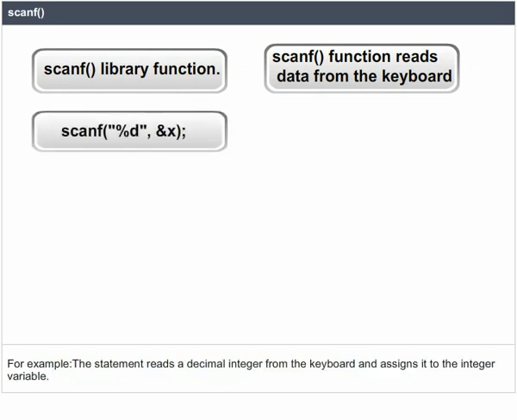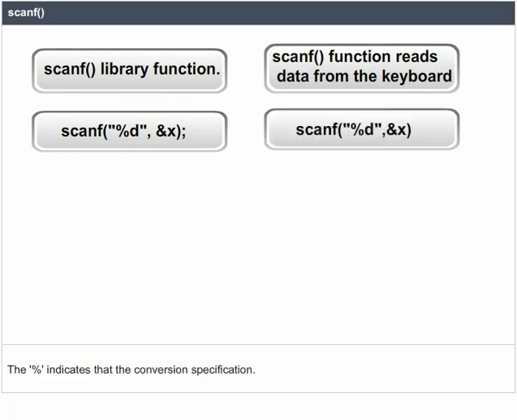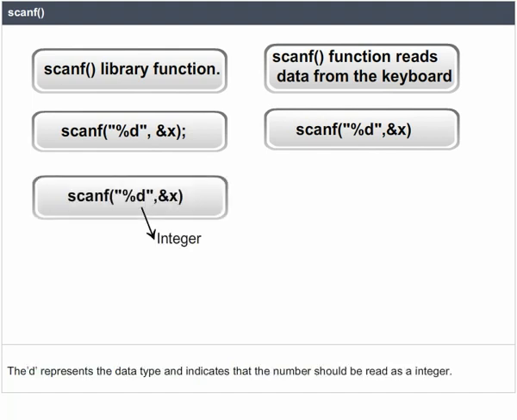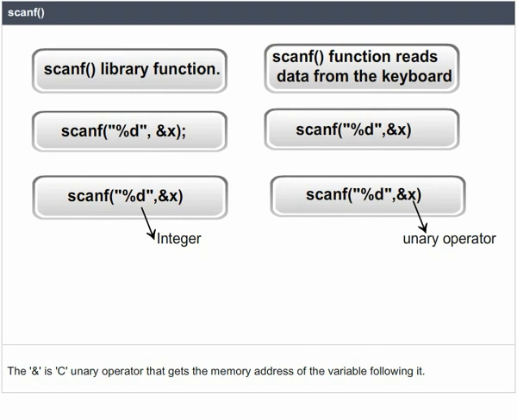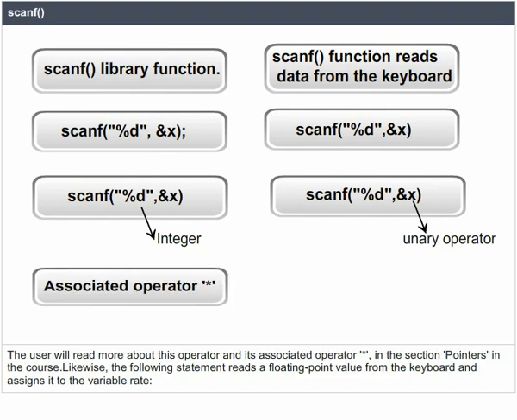For example, the statement reads a decimal integer from the keyboard and assigns it to the integer variable. The percent sign indicates the conversion specification. The d represents the data type and indicates that the number should be read as an integer. The & is the C unary operator that gets the memory address of the variable following it. The user will read more about this operator and its associated operator asterisk in the section Pointers in the course.